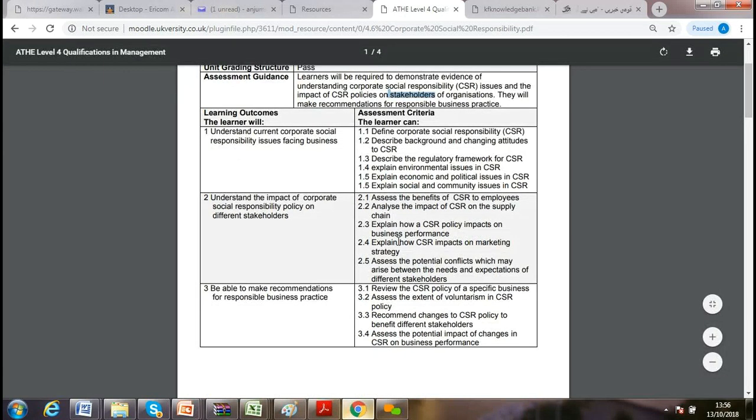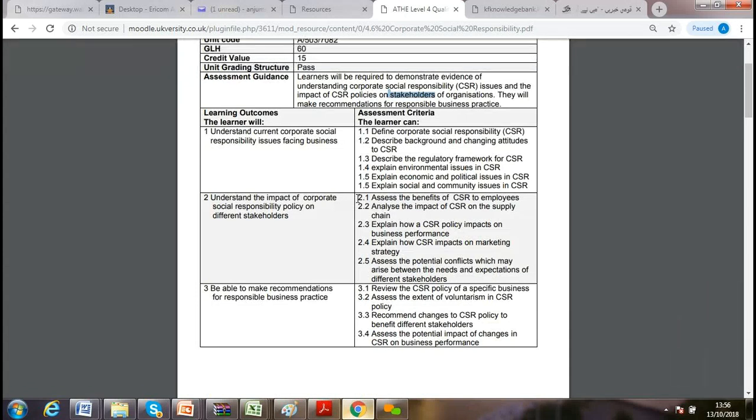Then second, our learning outcome consists of 5 assessment criteria. Understand the impact of corporate social responsibility, in short CSR, policies on different stakeholders. We'll assess the benefit of CSR to employees, the impact on the supply chain, CSR policies' impact on business performance, and CSR impact on marketing strategy. Then assess the potential conflicts which arise between the needs and expectations of the different stakeholders.